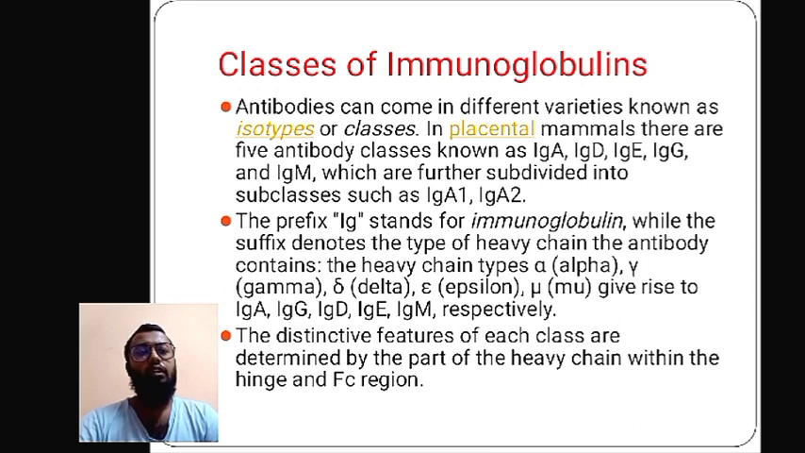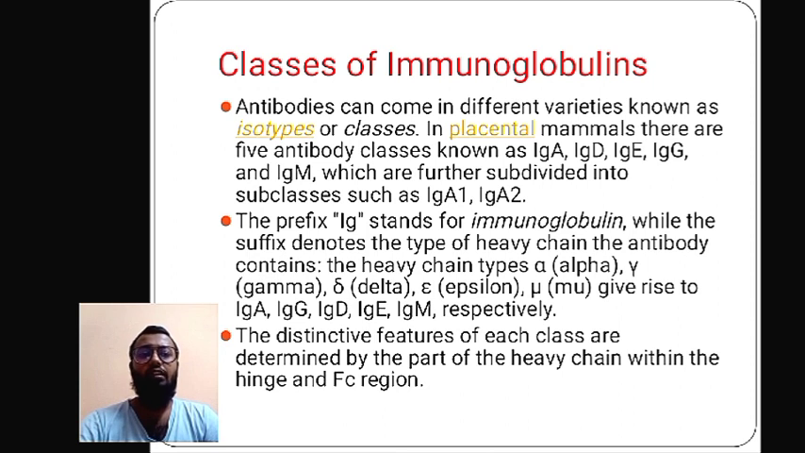So antibodies can come in different varieties known as isotypes, and in placental mammals there are five types of these isotypes. There are five types of antibodies or immunoglobulin. These are IgA, which is Ig alpha, IgD, which is Ig delta, IgE epsilon, IgG gamma, and IgM, which is mu or immunoglobulin mu, and which are further subdivided into IgA1, A2, A3, IgG1, G2, G3, like they are in numbers.